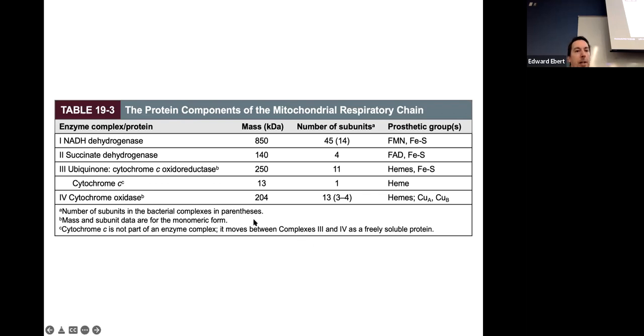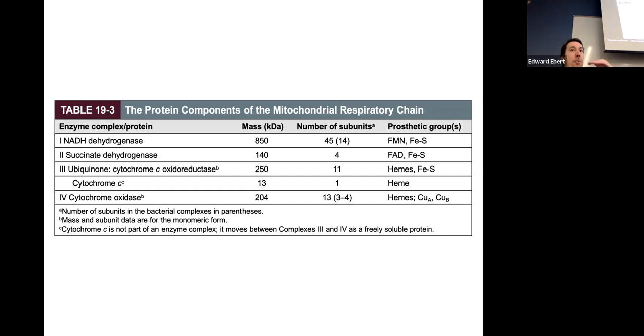Okay, so I think I will end with this slide, but let me talk about this slide. Our first 4 complexes are all involved in establishing that electrochemical gradient. We have complex 1, 2, 3, and 4, which is probably how I'll refer to them most of the time, but it's good to know the other names. Complex 1 is NADH dehydrogenase. All right, so it's going to be involving NADH, and it's got a dehydrogenase activity.